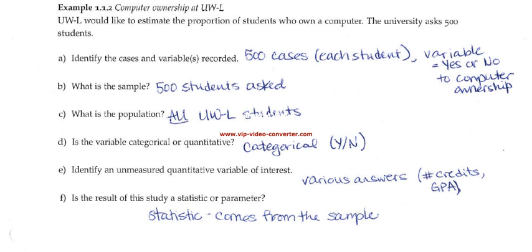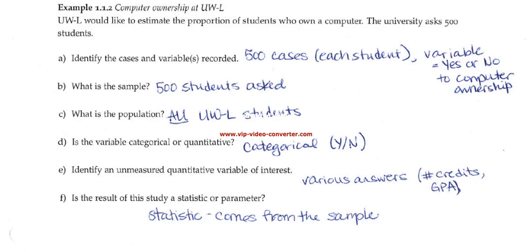The variable then was, do you own a computer, yes or no? That is not a number. That's putting you into a category, so that is a categorical variable. And then in class we just throw out ideas for identifying an unmeasured quantitative variable. So maybe how many credits are you taking? What's your GPA? Those are quantitative. You could put lots of different things there for different quantitative variables that are numbers.